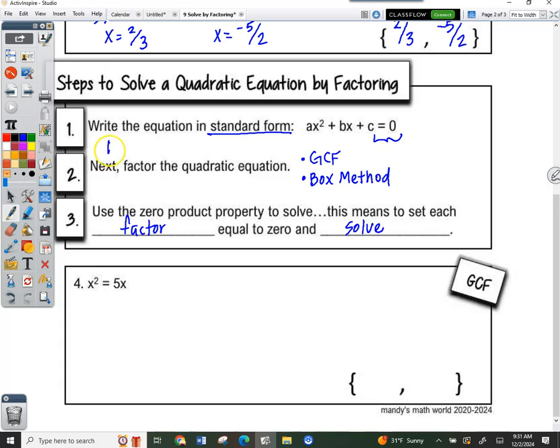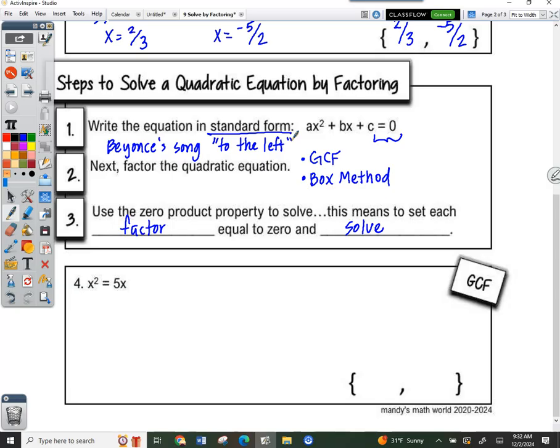Think of Beyonce's song, to the left. Or you can think of Cha-Cha Slide. I like Cha-Cha Slide better than Beyonce. Yeah. But to the left.